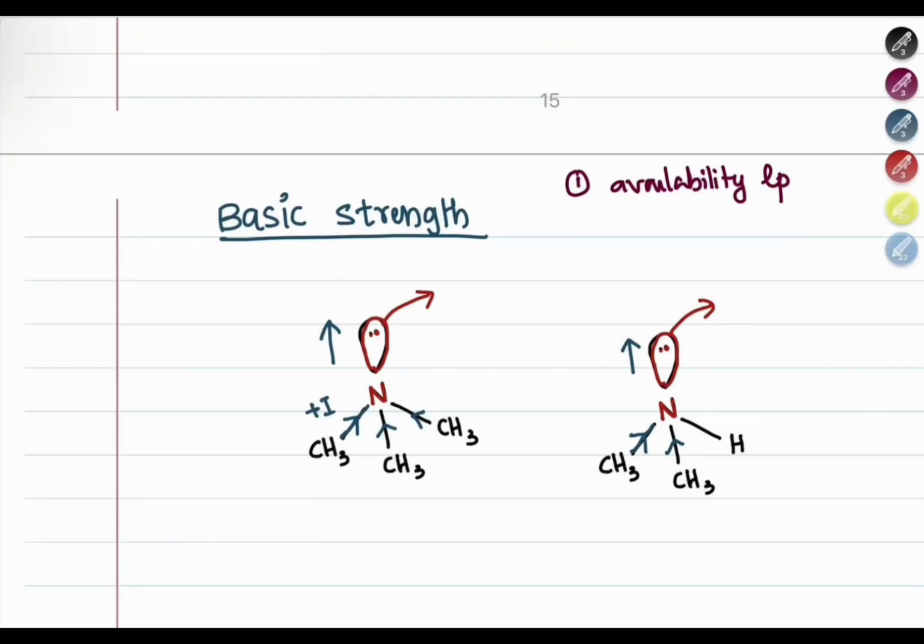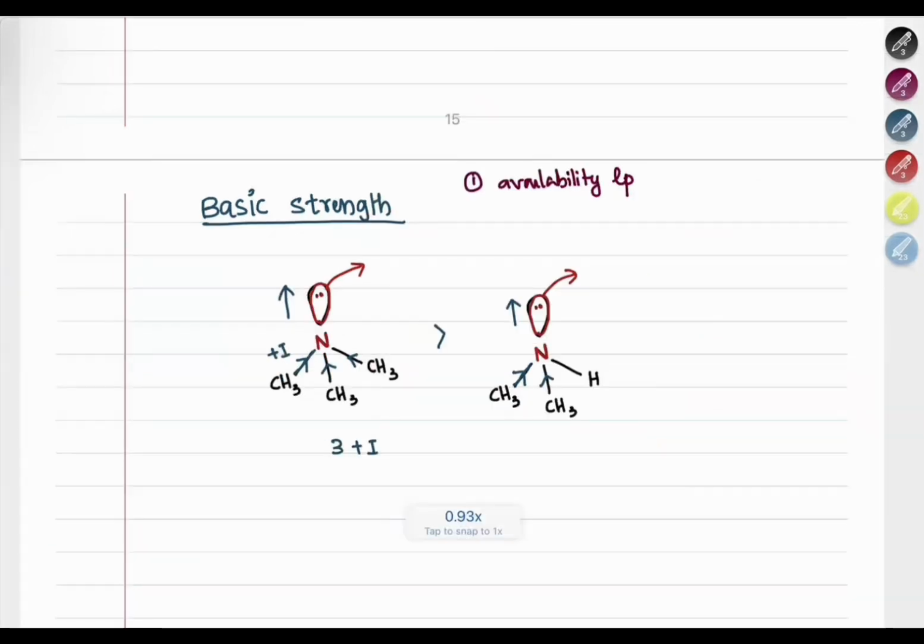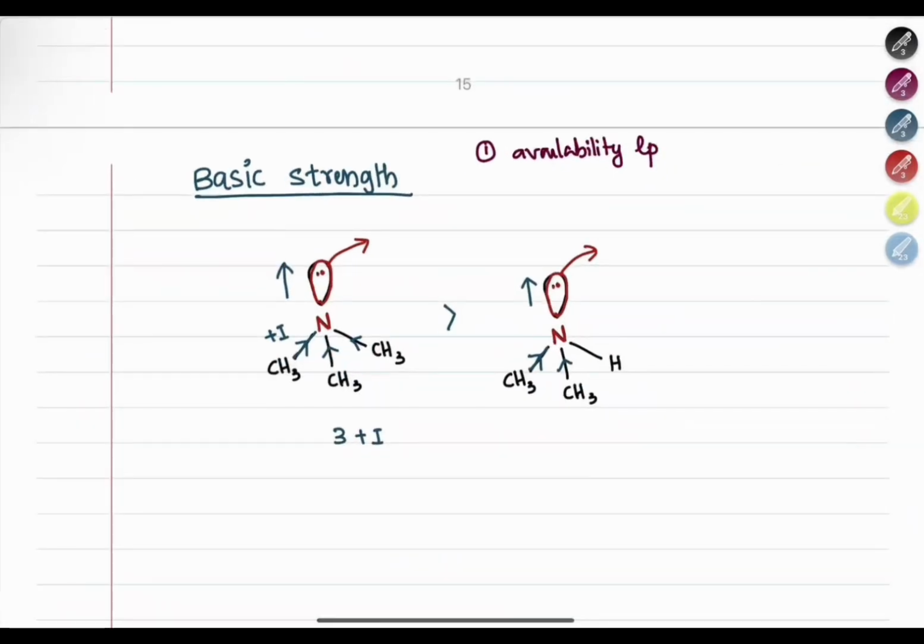That means highly basic. So to compare the first and second molecule, the first molecule has 3 CH3 groups, that means 3 plus I effects. So there is higher electron density on the first nitrogen than on the second nitrogen. That means the basic strength of the first molecule will be higher than that of the second because of the plus I effect of 3 CH3 groups in the first molecule. Okay. So that's all we have to discuss about the inductive effect.